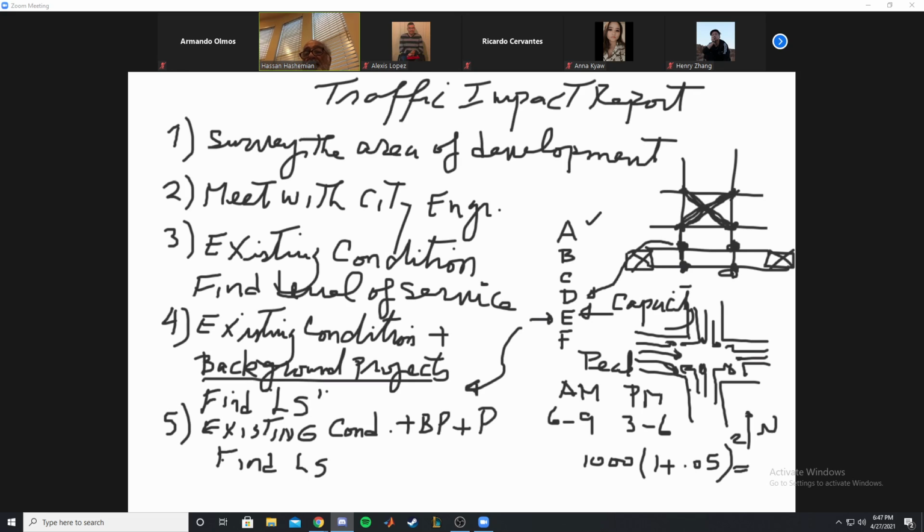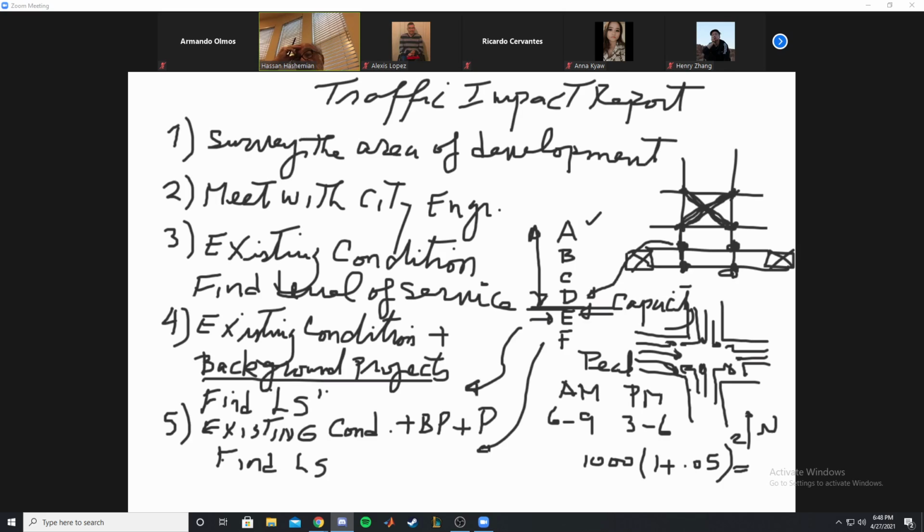Now, if that level of service E, which was in phase 4, turned into F, then we are in trouble. But the city always accepts anything that's above D. They don't care about anything that's above D, they say it's okay. But if it goes below D, which is E and F, then you have to do something about it.